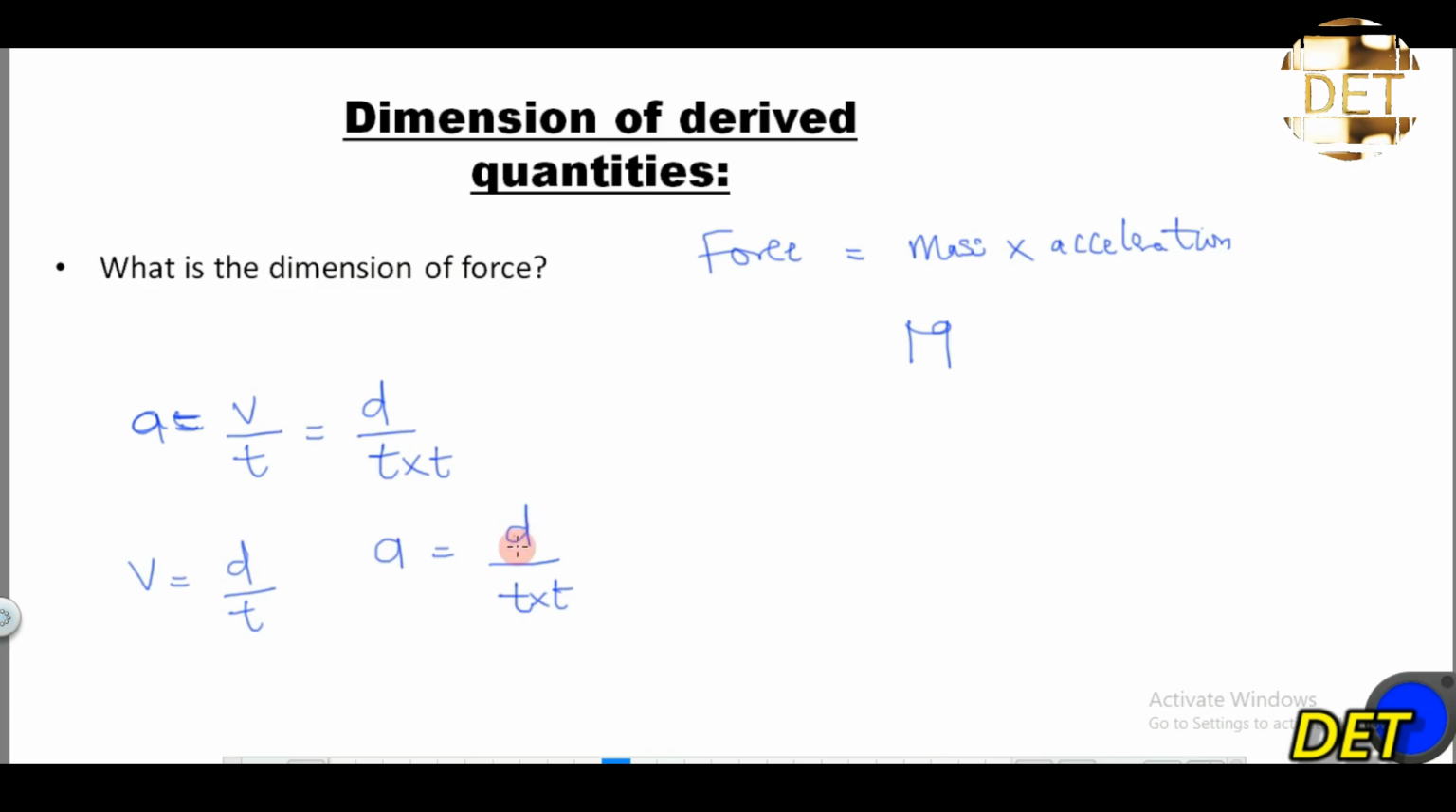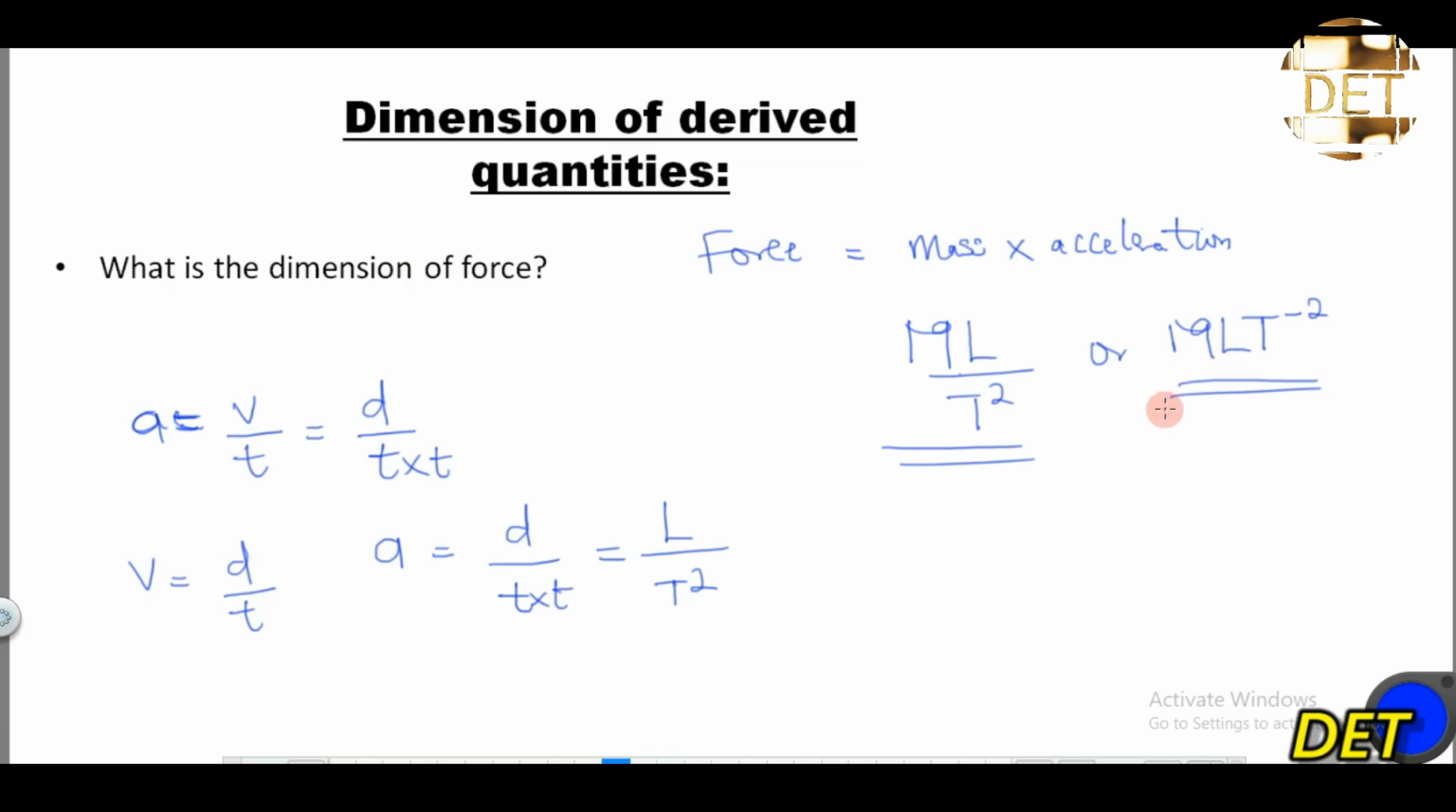The dimension for displacement is L. The dimension for time is T. And t times t will give us T squared. So the dimension for acceleration is L all over T squared. This is the answer. Or you can write it as MLT raised to the power of minus 2. When this comes up, it becomes minus. So that's why you have MLT raised to the power of minus 2.